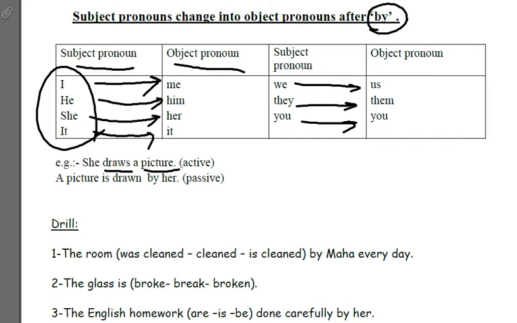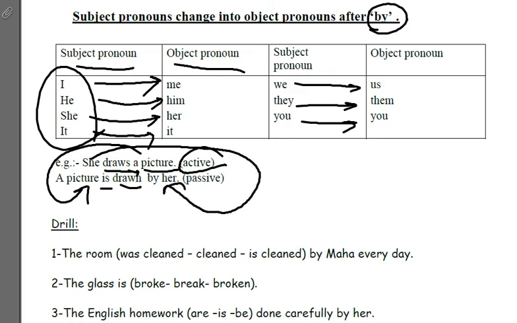This is an active sentence. If you want to change it into a passive, you have to put the object at the beginning, a picture, and you have to put the verb to be, which is "is", and "draw". The past participle of draw is drawn. If you want to put the subject at the end, you precede it by the word "by", and you change she into her, like here, she into her.